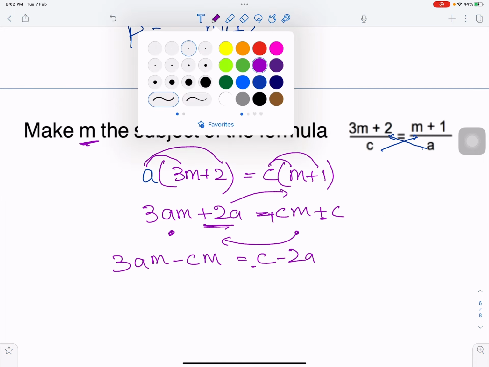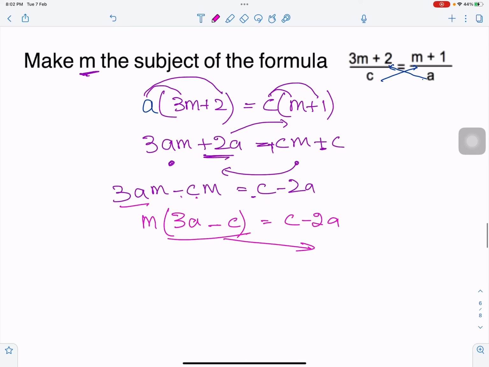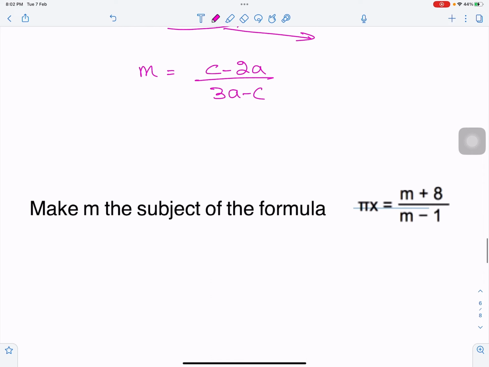Now I will take m common out. So from here 3a is left, minus sign, and this c. Here it will remain same. Now this term will go down here. So it will become m equals to c minus 2a over 3a minus c. So I hope it is making sense to you. Watch slowly, watch 2-3 times, and then practice yourself.